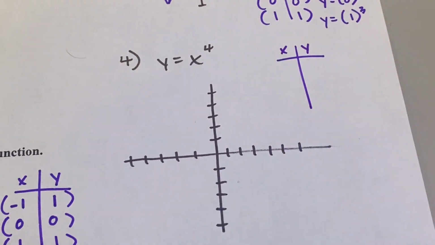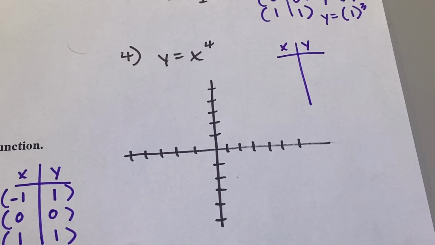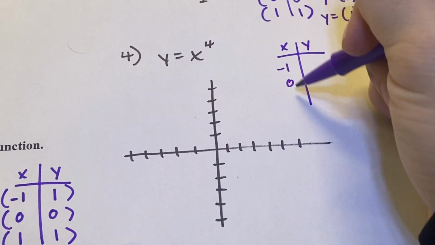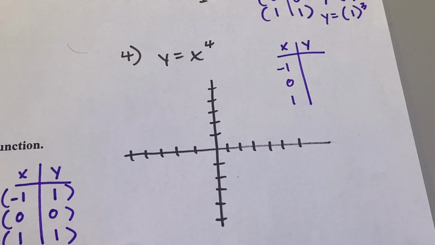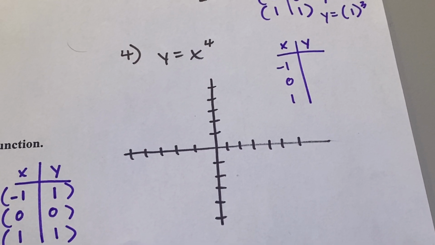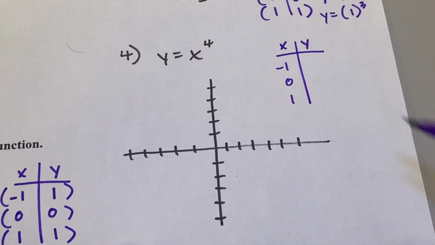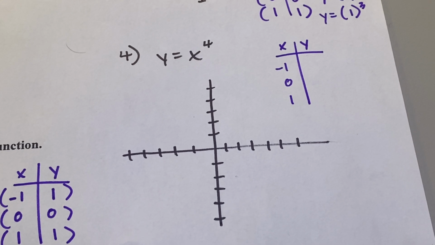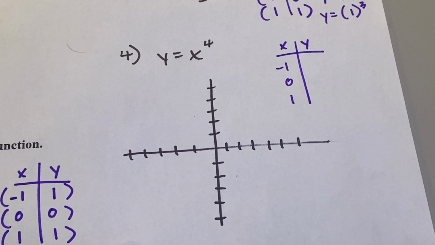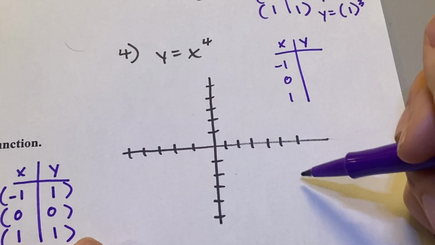Give yourself your table again. We need another table. Give yourself your same x's. You could actually choose whatever numbers you wanted for x's. I just think these guys are probably the easiest to plug in. Okay, so let's go ahead and plug them in. I'll do that down here.